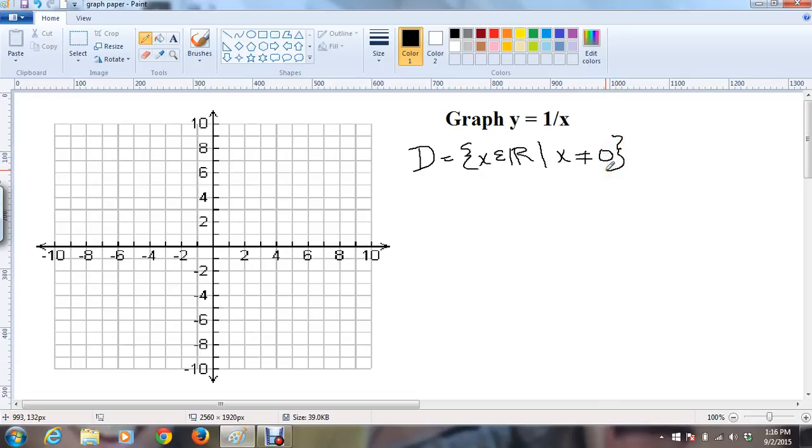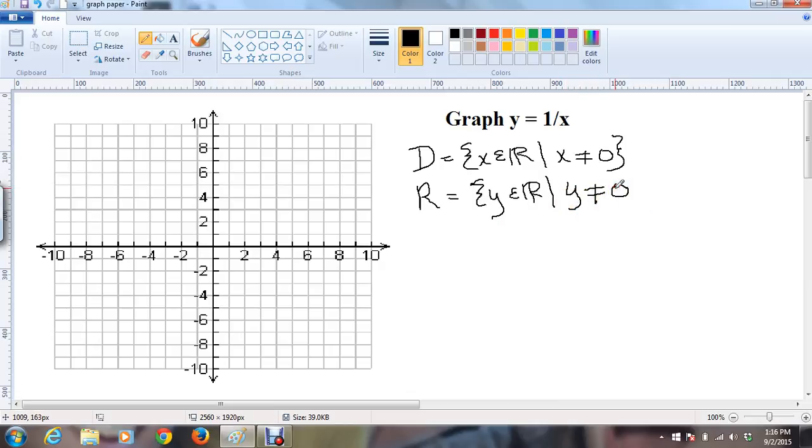Now for our range, that is what y can be. y also can be anything, but it can't be 0 either, because there's no way to get 0. You can't put anything in for x that will give you a 0 value for y, because if you put in 0 for x, that's undefined, so you can't do that. So the range is the same as the domain. It's going to be all real numbers y, such that y does not equal 0.